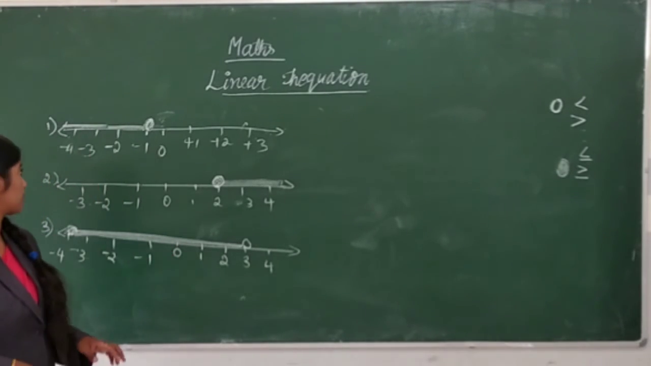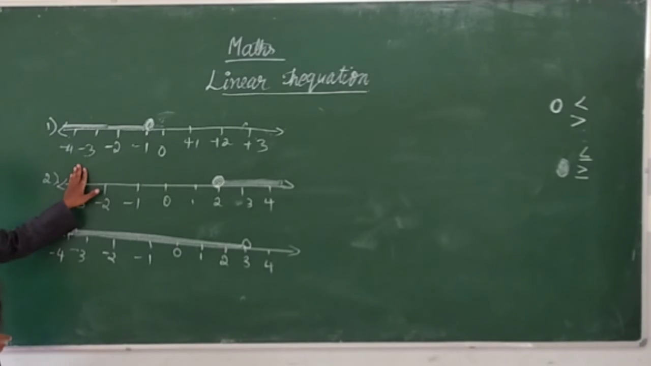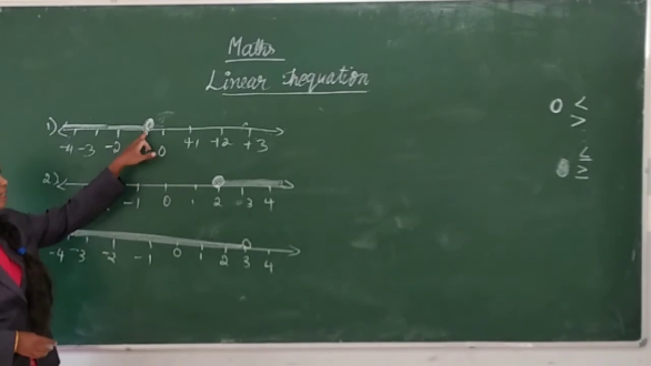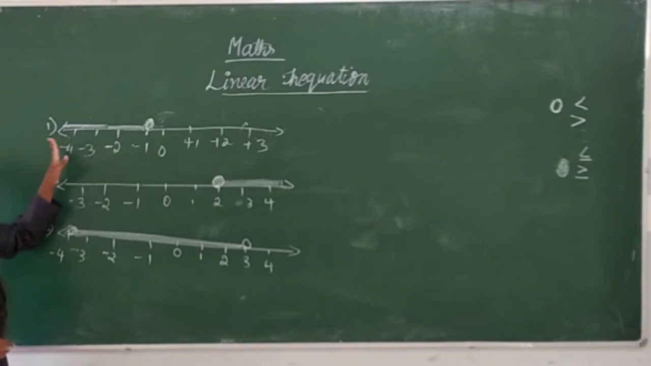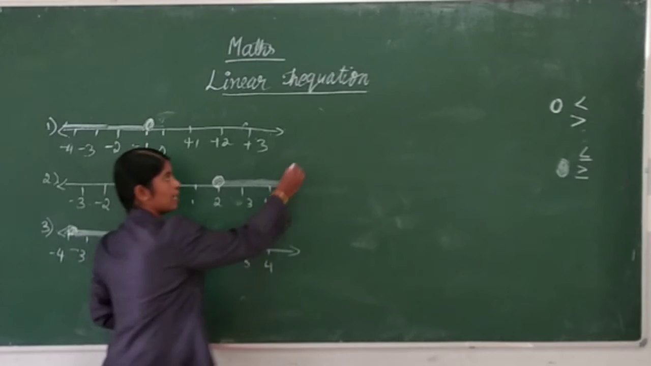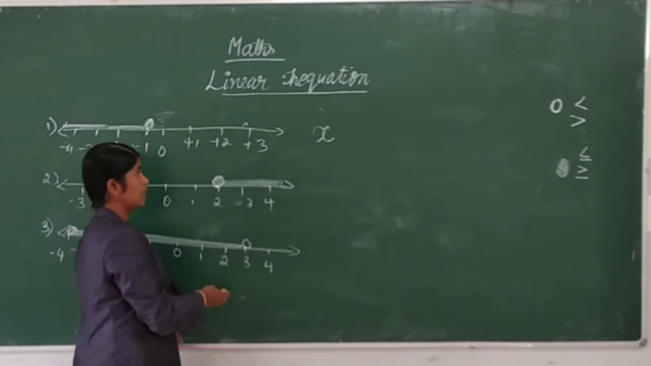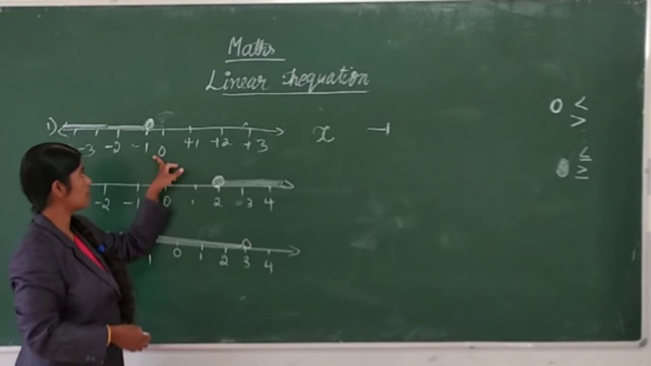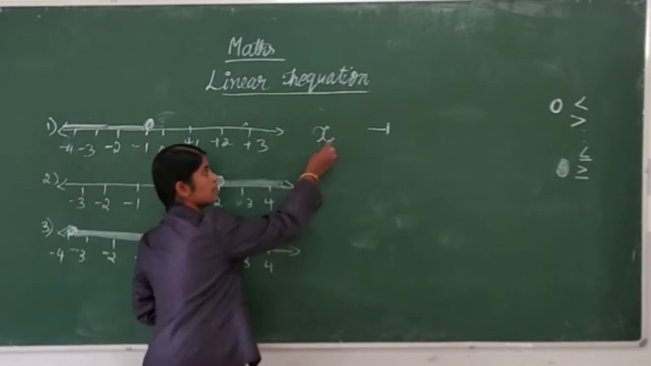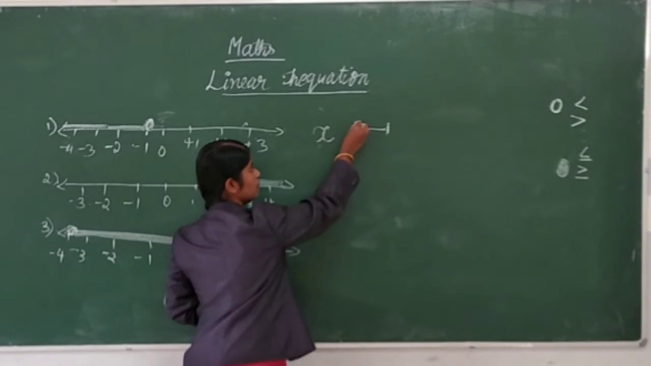Okay, look into these questions. The first question is given a number line with -1, it is shaded, right? And it is less than that. If it is moving backward, it means less than. So we consider x, and here it is marked on -1, and it is less than, right? x is less than -1.